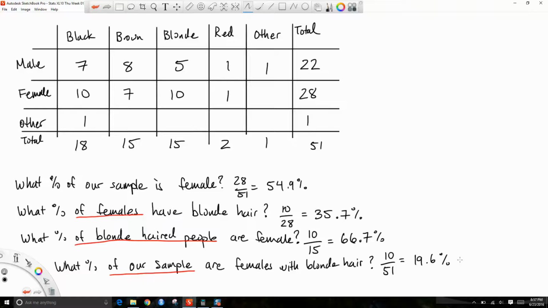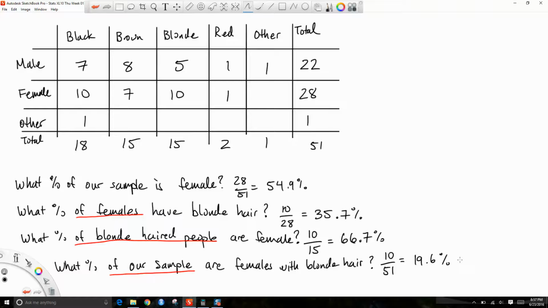Yes, question? So when you write our sample, it will be pretty much 100% of the sample. It doesn't mean any subcategory like female or male. So always need the whole sample. Yeah, what percentage of our sample, or what percentage of our data, or what percentage of people in our data? It's going to be the total, 51 people.